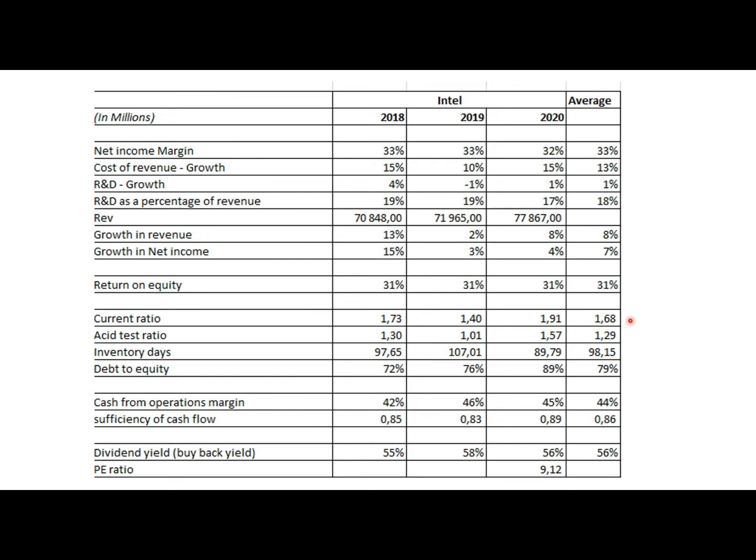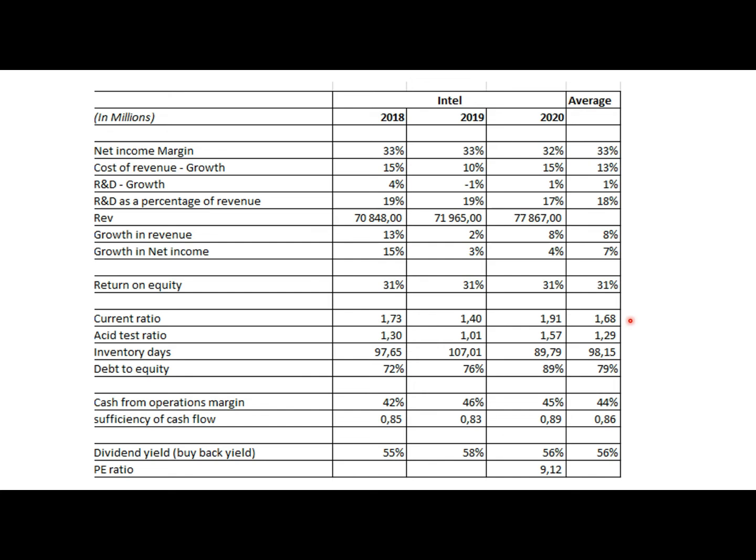The debt to equity is very respectable. At 79% on average, it's below the industry average of 126%, which is good. It indicates that Intel still has a lot of additional room to add debt without really wrecking the balance sheet and adding too much risk. So it has a low debt level, which makes it less risky and very attractive, and it will need this attractive balance sheet to start clawing back some of its lost market share.